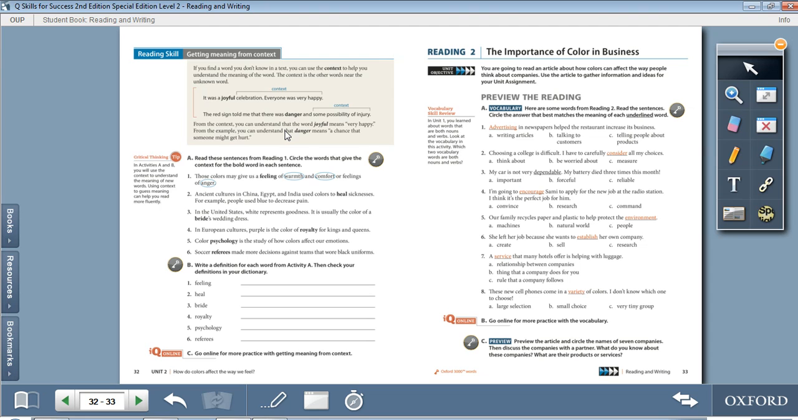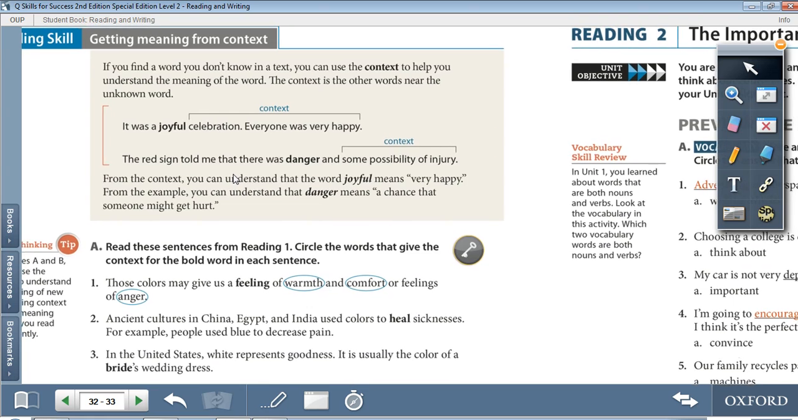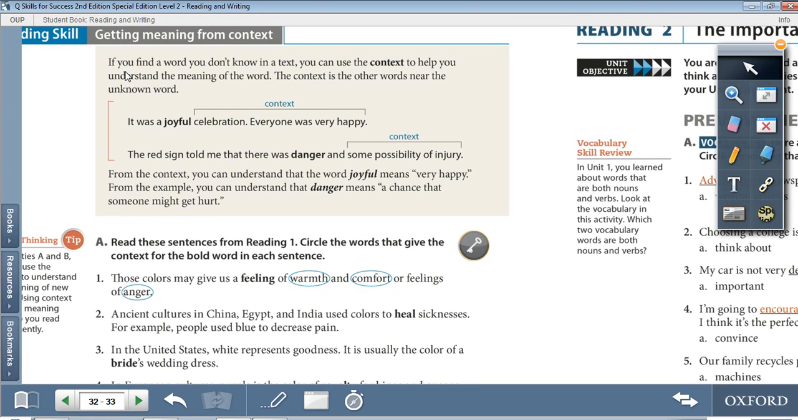Moving on to page 32, reading skill, getting meaning from context. If you find a word you don't know in a text, you can use the context to help you understand the meaning of the word. The context is the other words near the unknown word.